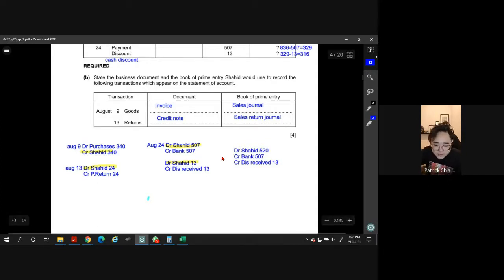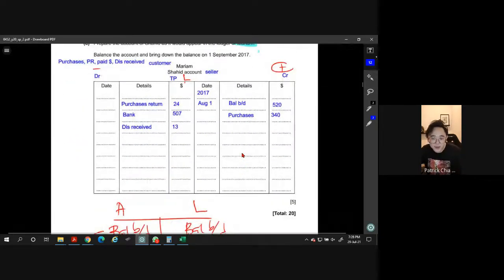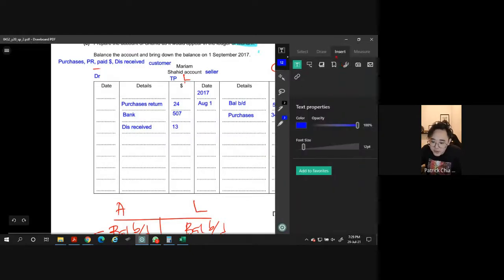Any questions? So are we done yet? The T account is not done yet, right? There are 5 marks here, so you have everything here. Then you must also do balancing as usual.